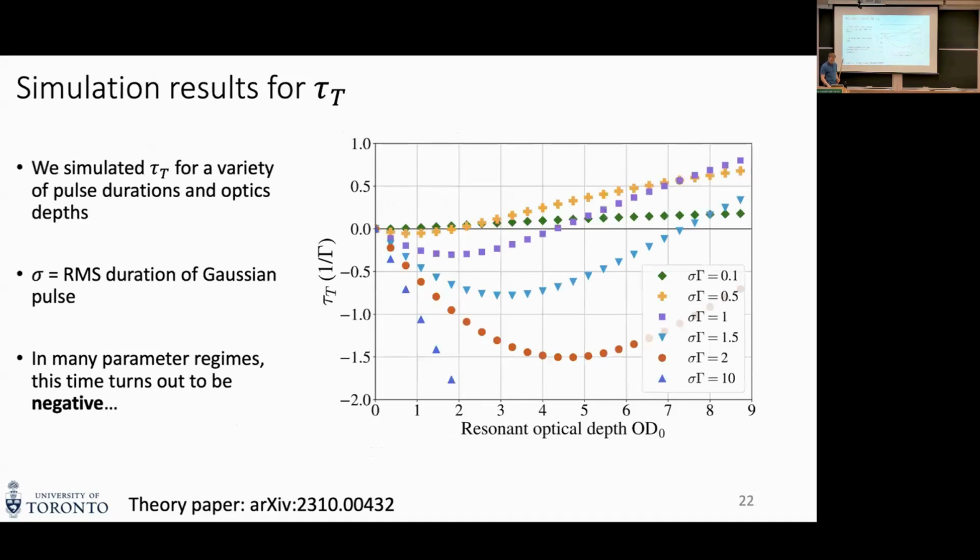Okay, so we have this formula, and we can generate equations of motion for these alpha and beta coefficients and solve for this time. And when we did this, we found something quite strange. This is the time that a transmitted photon spends as an atomic excitation as a function of the optical depth of the medium and for different pulse durations. What we found was that for a bunch of parameter combinations, this time is actually negative. We were quite confused by this initially and assumed there must have been a problem in the code. There were some problems in the code, but we fixed them and it was still negative.